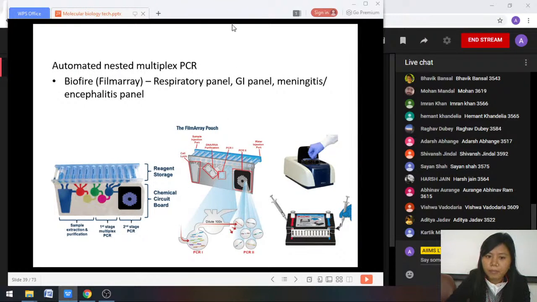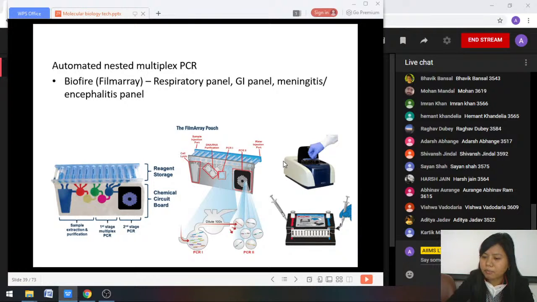This nested multiplex format is currently available in various commercially available cartridge-based formats, right? You can add the sample and load it, and it goes through the cycle of extraction, the external PCR and the internal PCR in a single cartridge, right? This is a small machine. This cartridge can be fitted into this machine.